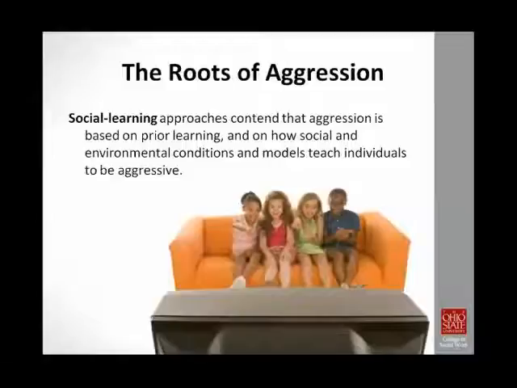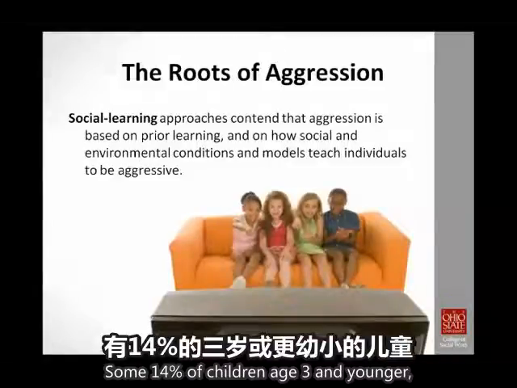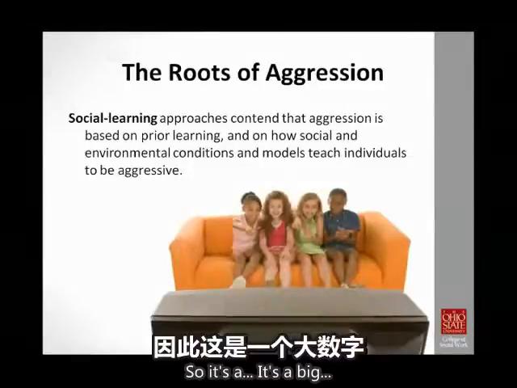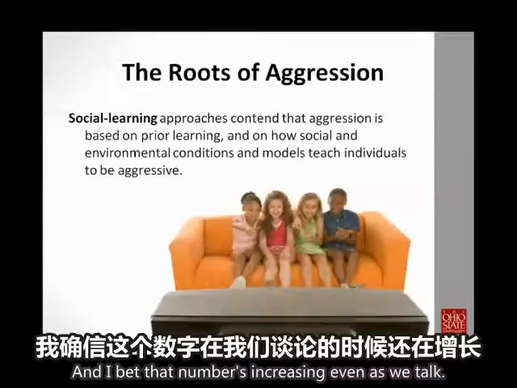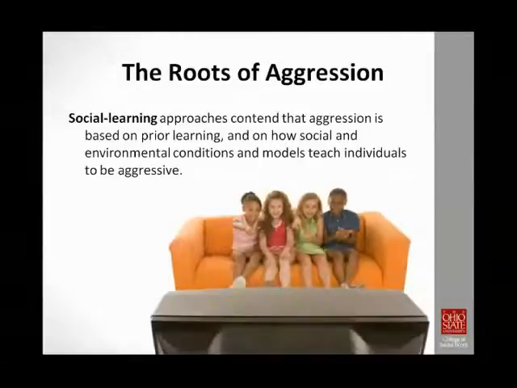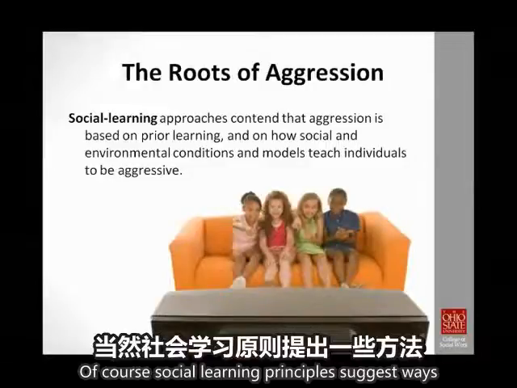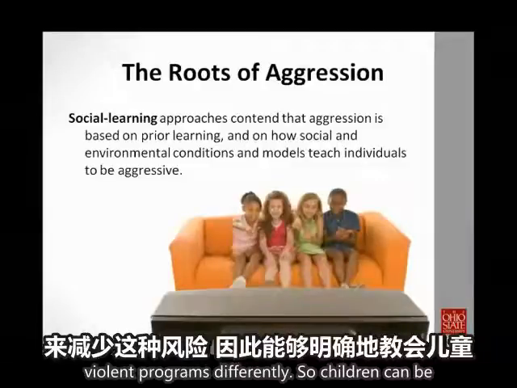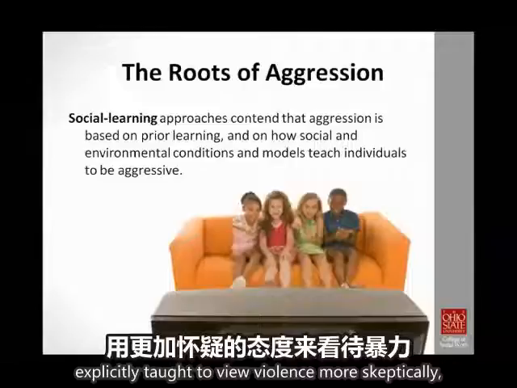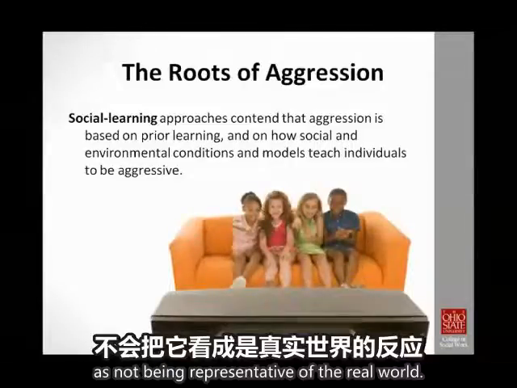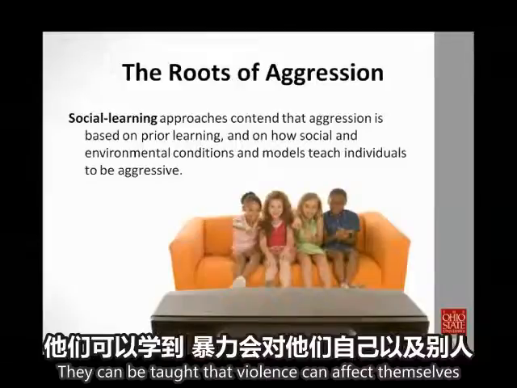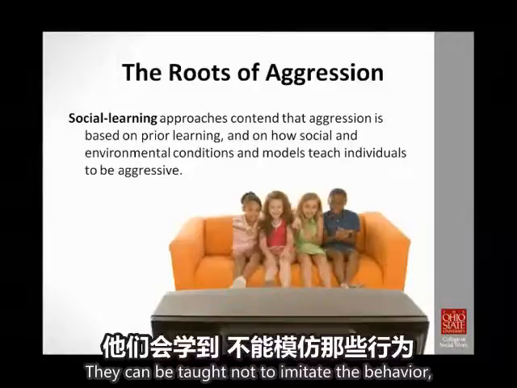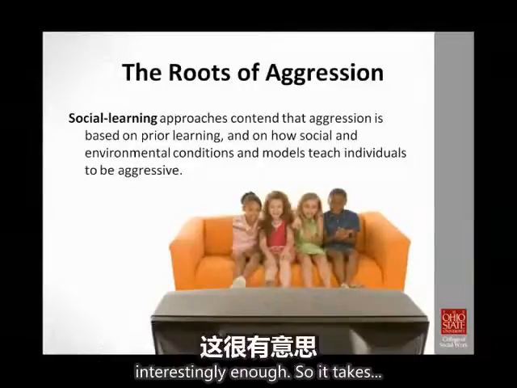Some 14% of children aged 3 and younger, and about half of those aged 4 to 6, do play video games. So it's a big number, and I bet that number is increasing even as we talk. Of course, social learning principles suggest ways to decrease the risk by helping children interpret violent programs differently. Children can be explicitly taught to view violence more skeptically, as not being representative of the real world. They can be taught that violence can affect themselves and other people negatively. They can be taught not to imitate the behavior, interestingly enough.